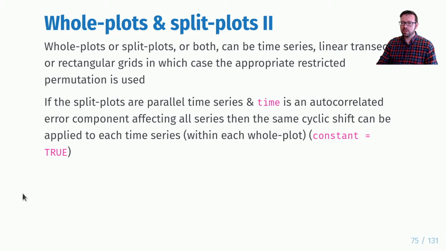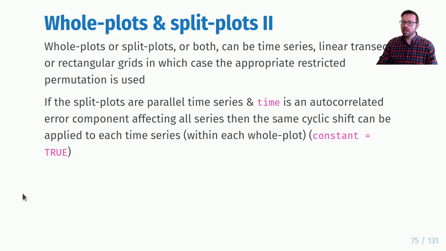The whole plots, the split plots, or both can be any one of these things. They can be time series, linear transects, regular grids, or just random permutations of them as well are allowed. So you can apply those restrictions both at the whole plot level or at the split plot level.